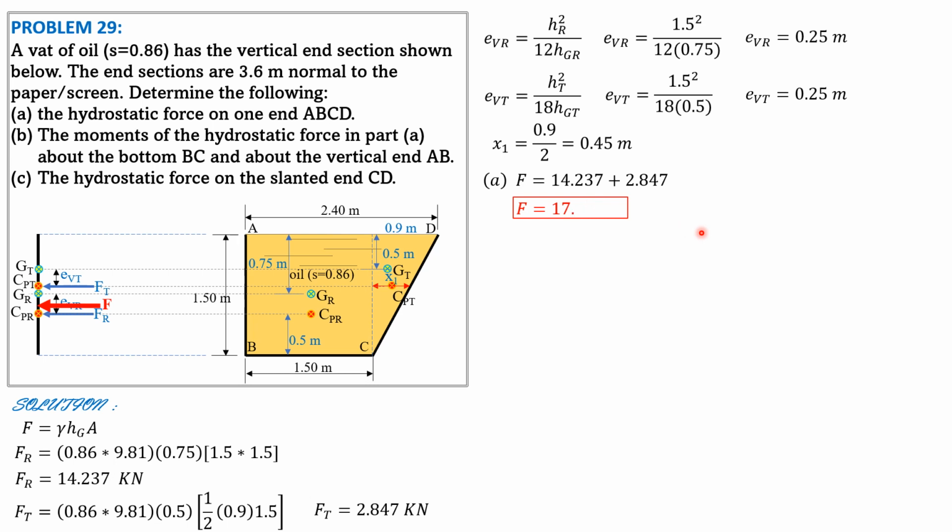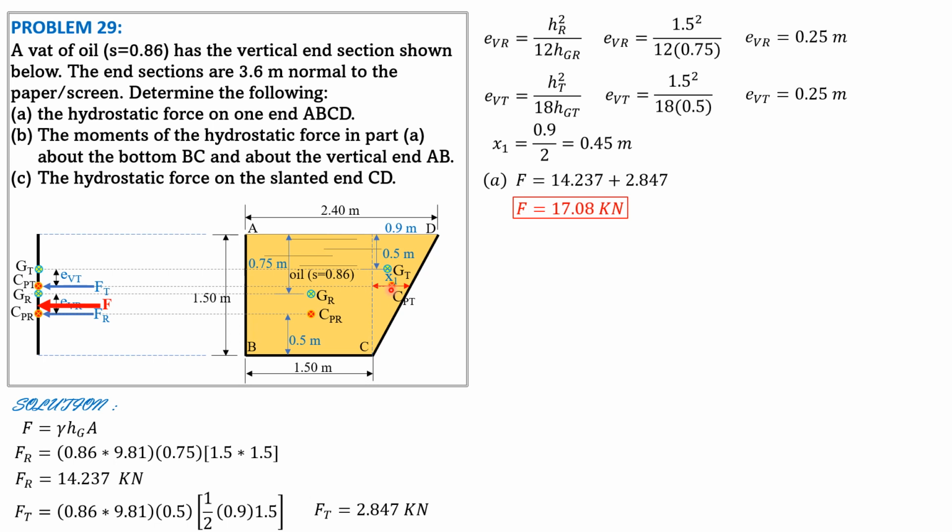FR is 14.237 plus FT 2.847. So F is 17.08 kilonewtons to 4 significant figures. The moments of the hydrostatic force in part A about the bottom BC. So there is already a moment arm for FR, which is 0.5 from the bottom.